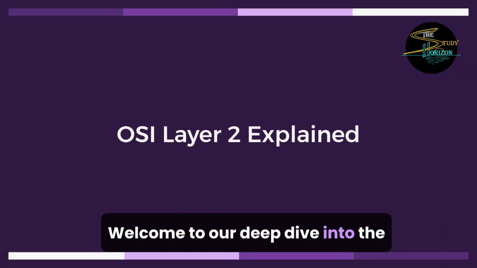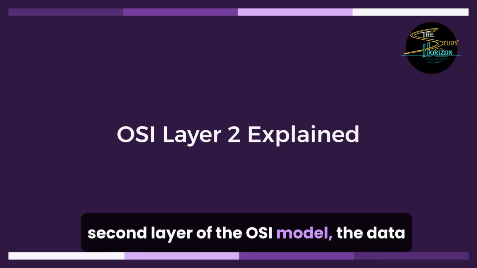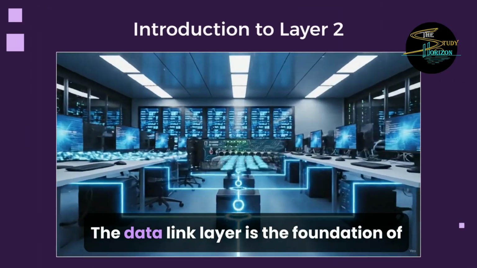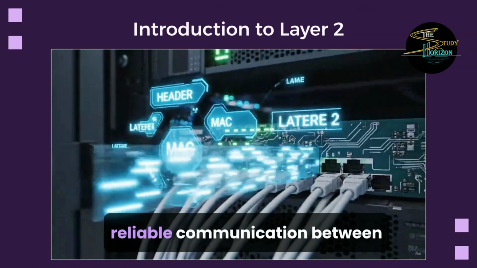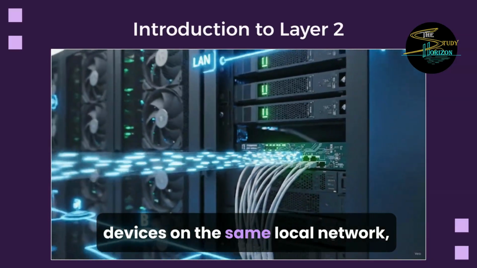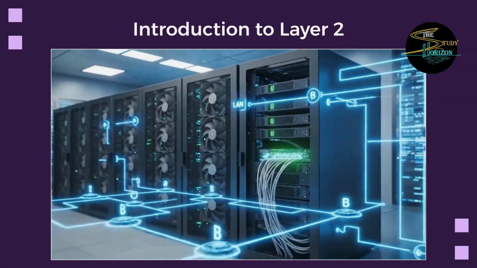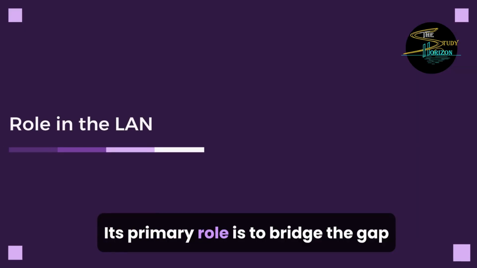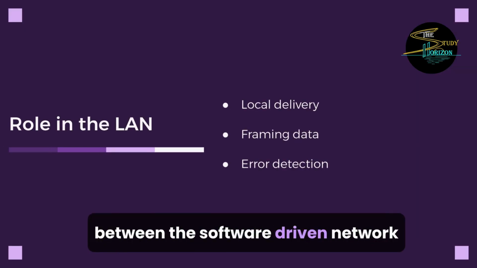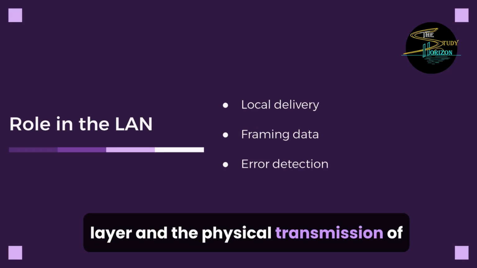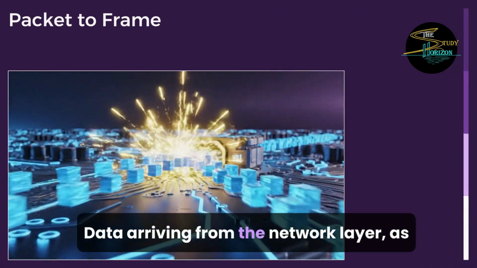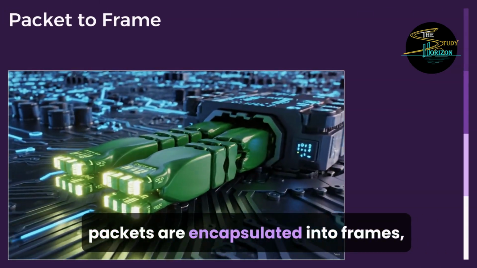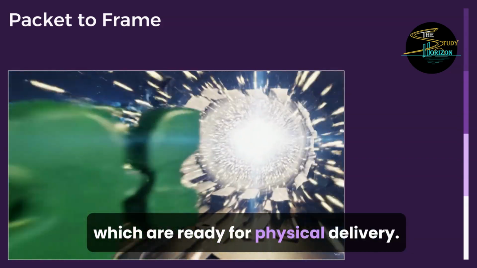Welcome to our deep dive into the second layer of the OSI model, the data link layer. The data link layer is the foundation of reliable communication between devices on the same local network, known as a LAN. Its primary role is to bridge the gap between the software-driven network layer and the physical transmission of data. Data arriving from the network layer as packets is encapsulated into frames, which are ready for physical delivery.